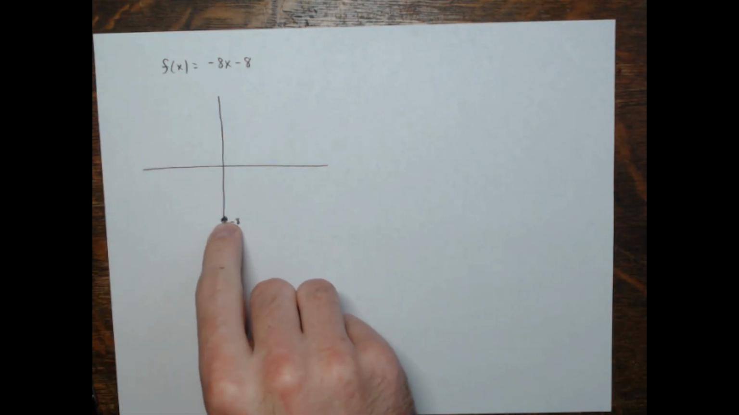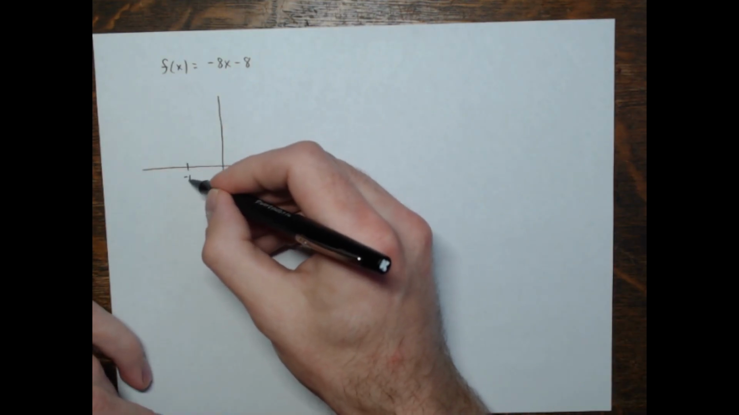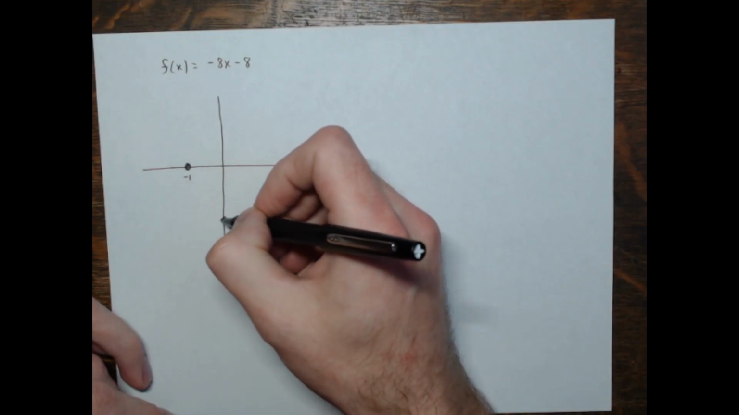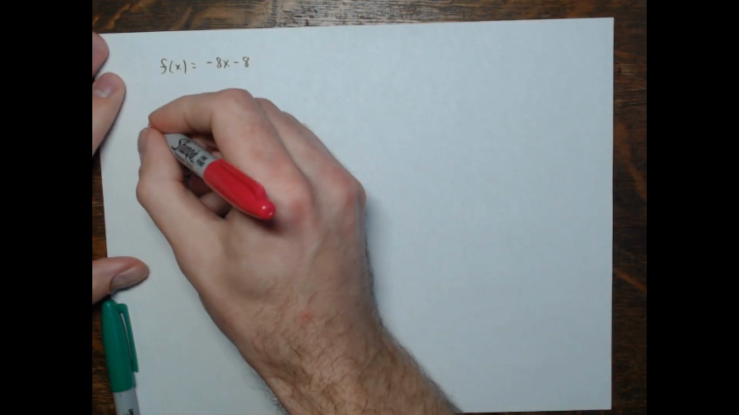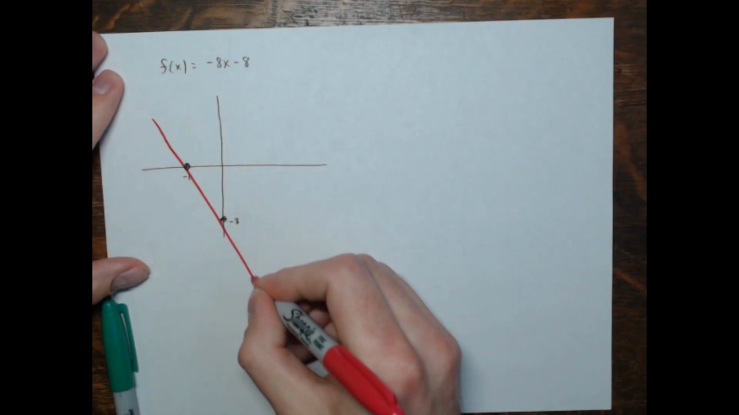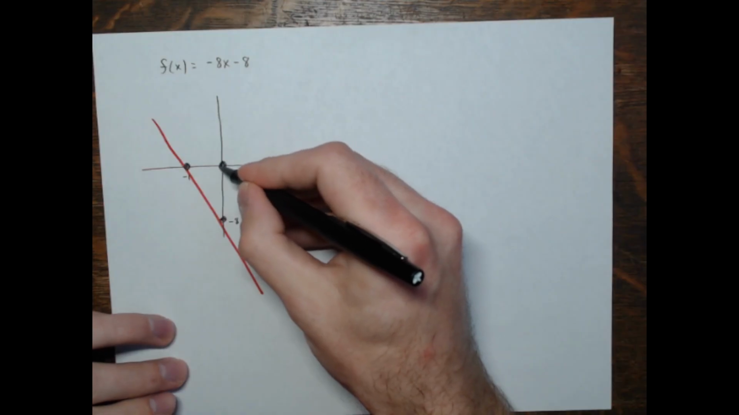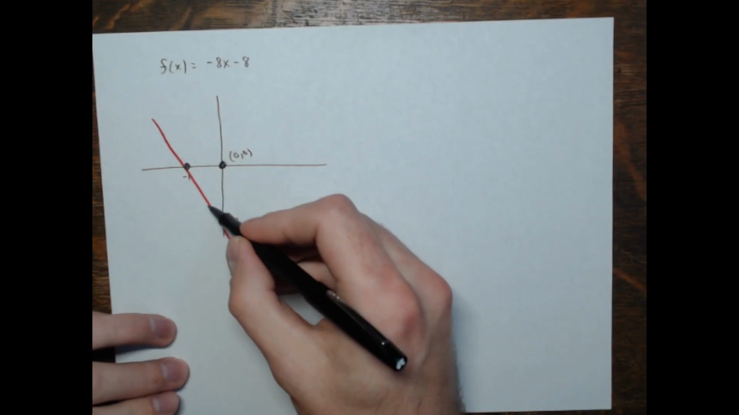You have 0, negative 8. You'd have negative 1, 0. Right? This is a rise of negative 8, run 1. So this line here. And then here's the origin. All right, they asked which point on this line, so take any point on this.